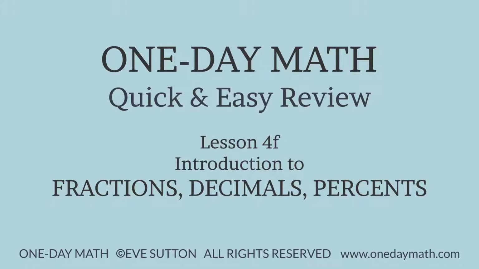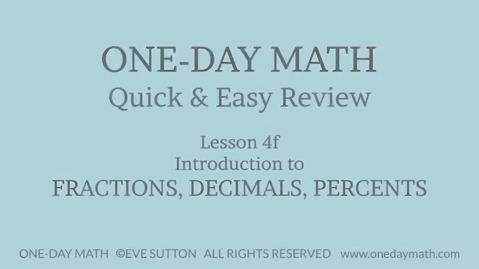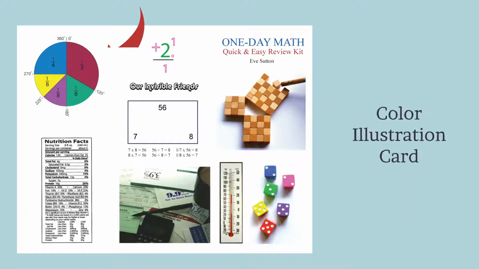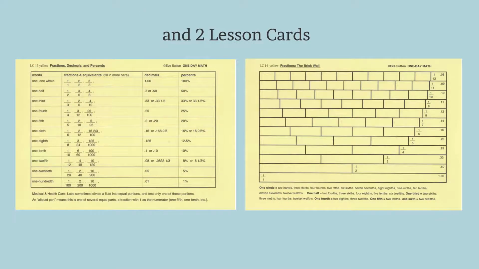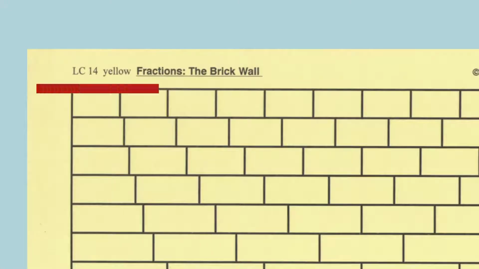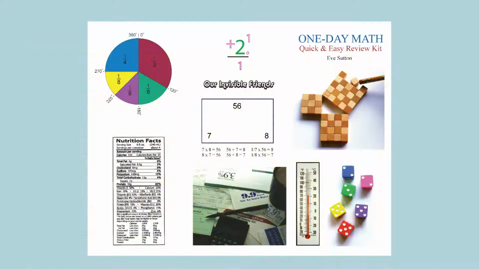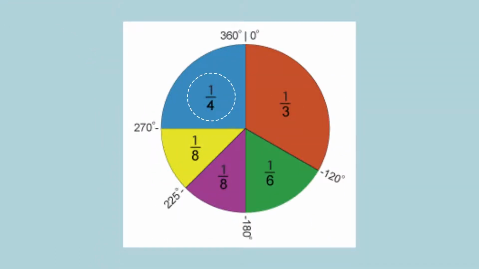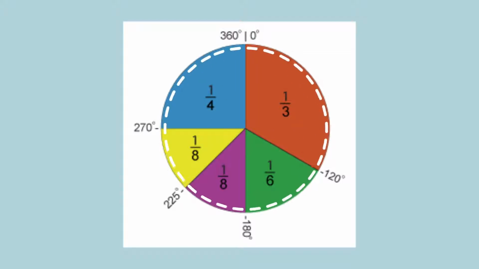This is part 4. For the next lesson, we'll discuss fractions, decimals, and percents. You'll need your color illustration card and 2 lesson cards. One is titled Fractions, Decimals, and Percents, and the other is titled Fractions, the Brick Wall. Look at the pie chart on the back of your color illustration card. You can see that each wedge is a fraction of the whole circle.